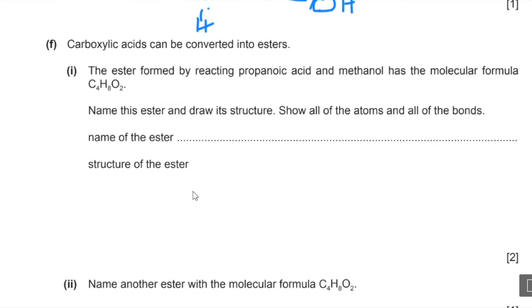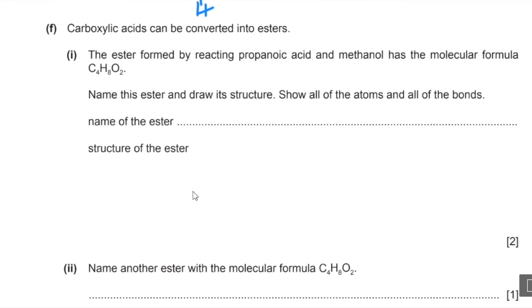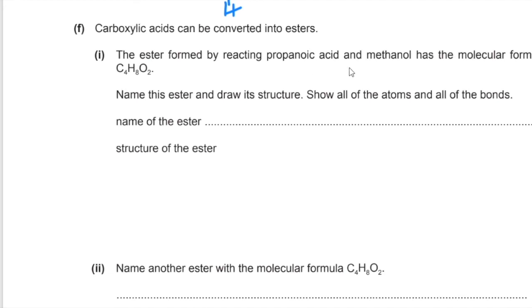F. Carboxylic acids can be converted into esters. 1. The ester formed by reacting propanoic acid and methanol has the molecular formula C4H8O2. Name this ester and draw its structure. Show all of the atoms and all of the bonds. So while naming an ester, you start with the name of the alcohol and then the acid. So the name would be methyl propanoate.